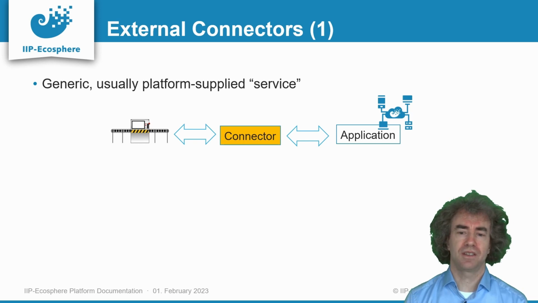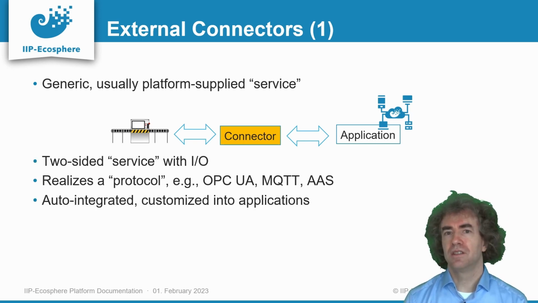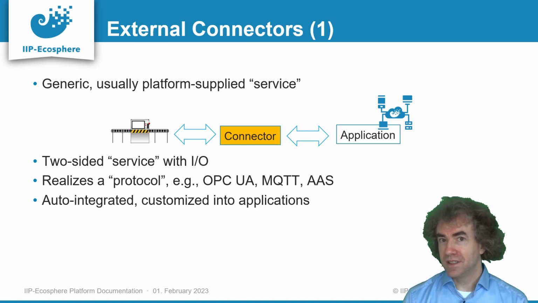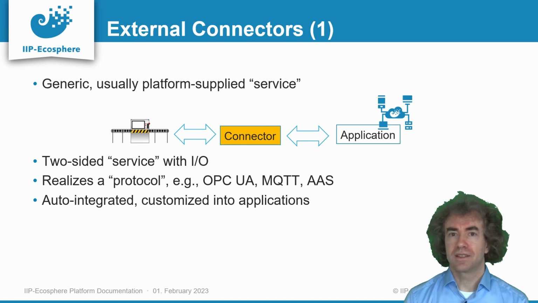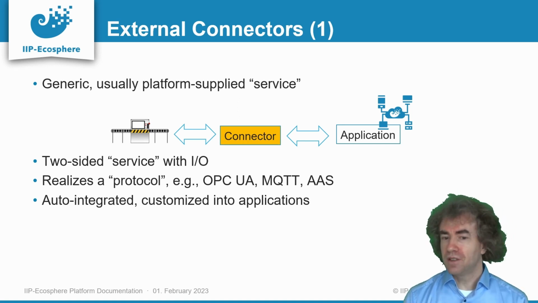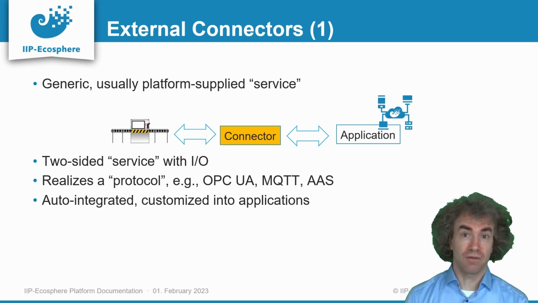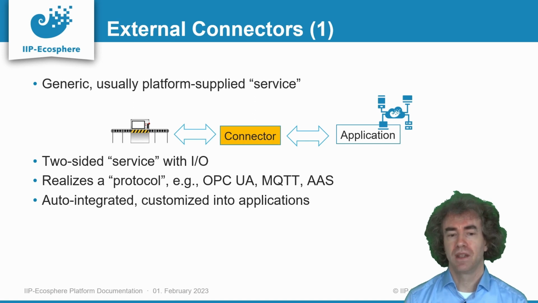The core notion there is the connector, and in contrast to a service, it's a two-sided thing. So on the one side it connects to a machine, and on the other side it connects to an application. From the machine, data can be pushed through the connector using a certain protocol into the application. And on the other side, from the application, data can be fed back to the machine, for example, to change the configuration and the parameters of that machine.